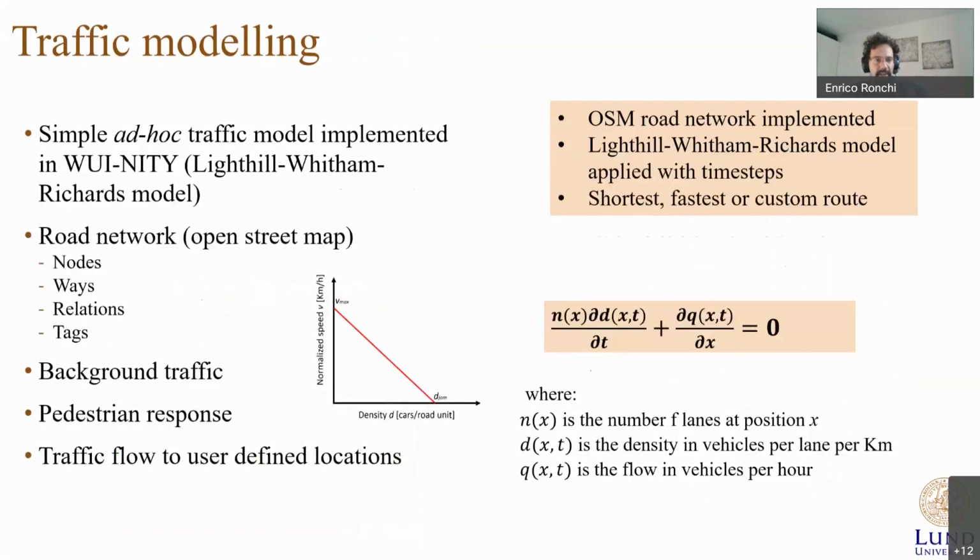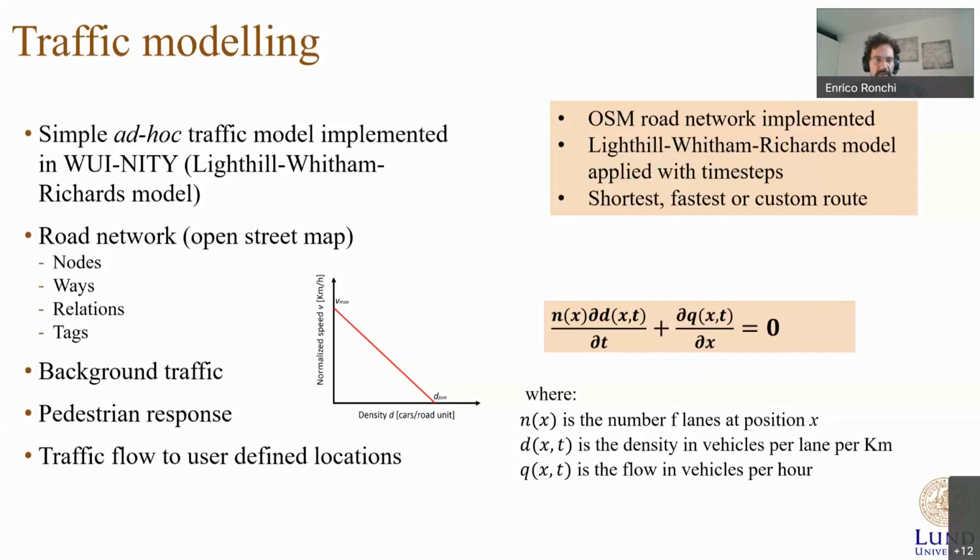And then we have implemented a traffic model in Unity, the Lighthill-Whitham-Richards model, which is a commonly used macroscopic model in the traffic modeling world. And this allows us basically fetching the road network from OpenStreetMap to factor in indeed the pedestrian response, the background traffic, and check the traffic flow in defined locations. So the output of this then becomes the evacuation times, the time that it takes to reach a given area or a given destination.